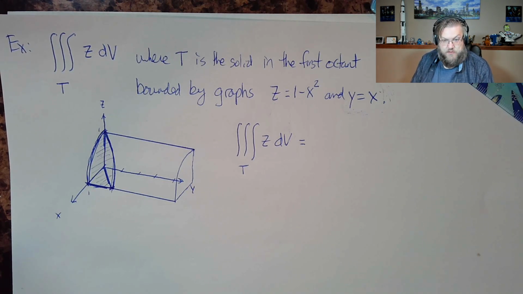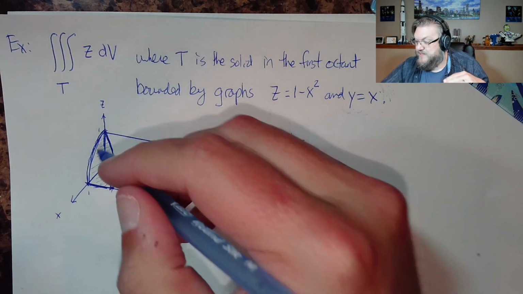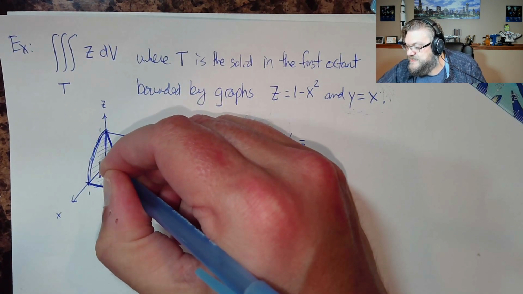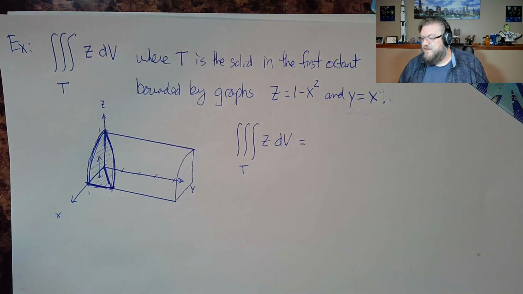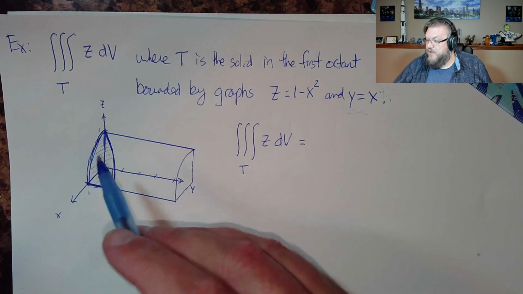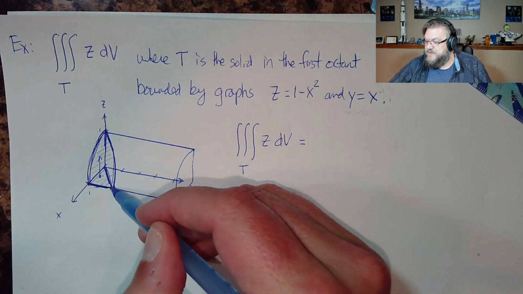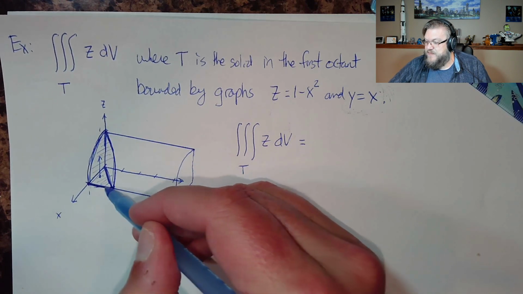Well, to go with our previous example of doing a dz first, let's see if we can think of this as arrows starting from the bottom of the shape, going vertically until it hits the top surface, right? So I'm going to use vertical arrows first here. Now let's think about this. What would be a description of the bottom of this surface? What is the description of this surface?